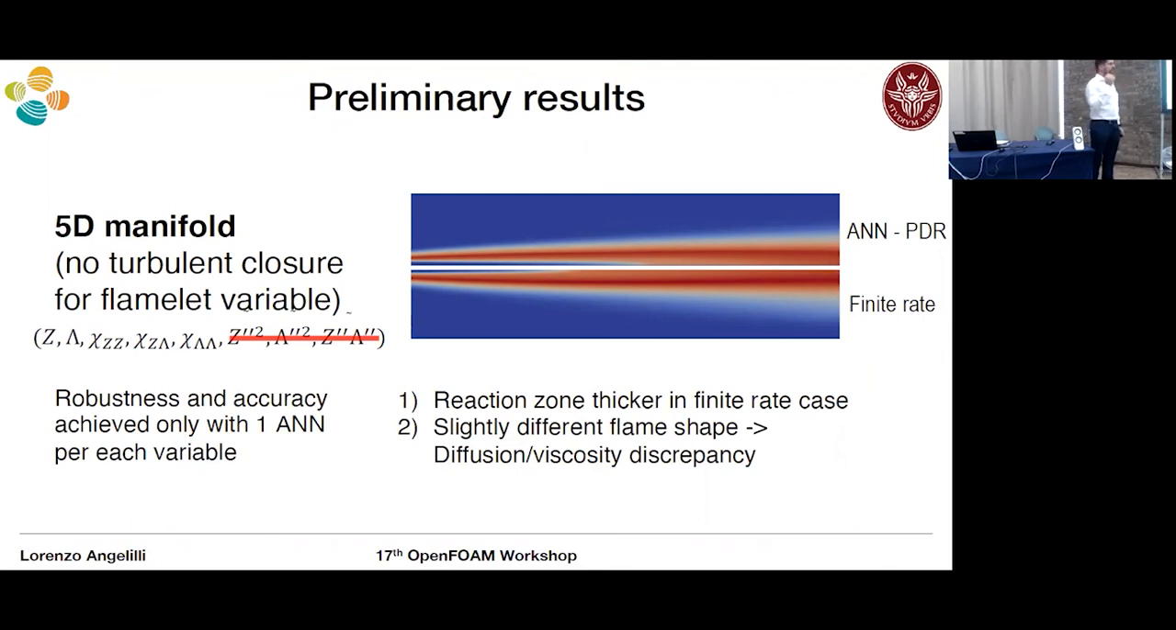What we want to do next is to include the effect of the variances in the training, and so have an 8-dimensional manifold and try to perform a complete simulation with this manifold, and attempt to simulate more complex burners that involve all the regimes, for example, like the Darmstadt burner that I showed at the beginning.